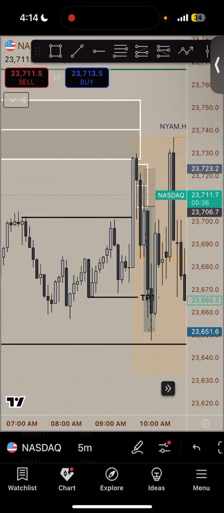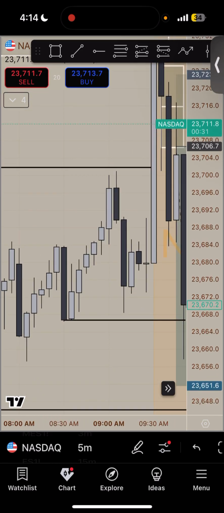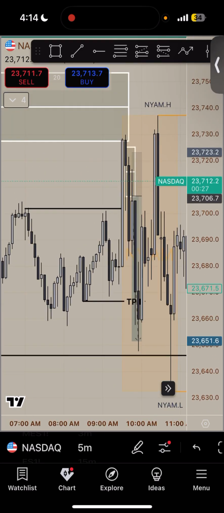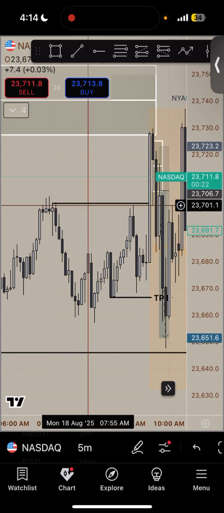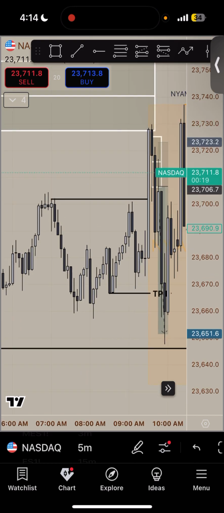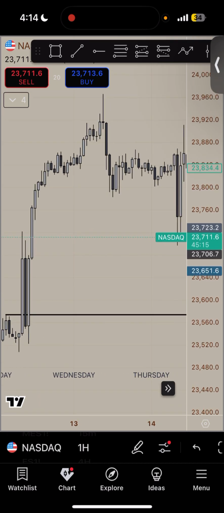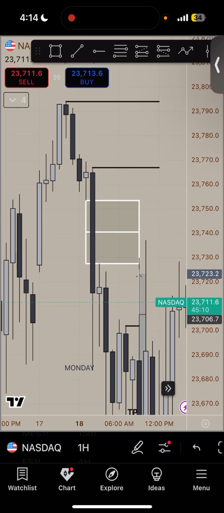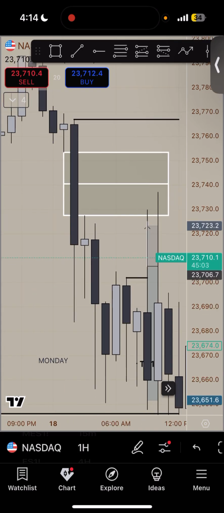What's left is relative equal lows right here. This is pre-market lows. So we have pre-market highs get swept, and pre-market lows did not get swept. You jump onto the 1 hour time frame, and between Asia and London you have this. This is a SIBI, also known as a fair value gap, a bearish fair value gap to be exact.